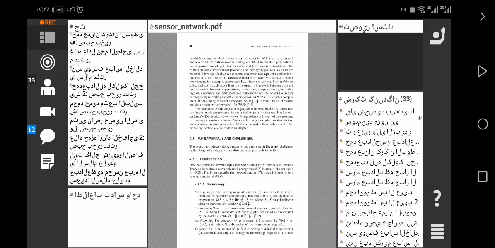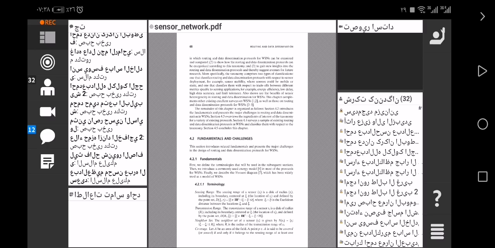Fundamentals and challenges. First, we define the terminologies that will be used in the subsequent sessions. Then we introduce a commonly used energy model in most of the protocols for WSNs. Finally, we describe the Venn diagram, which has been widely used as a model of WSNs.